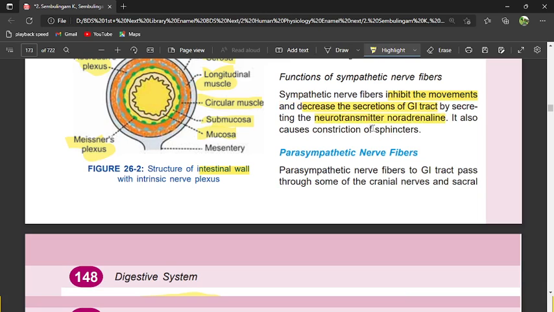It also causes sphincter constriction. So what it is doing? It is decreasing the secretion of GI tract. It is neurotransmitters and all that.